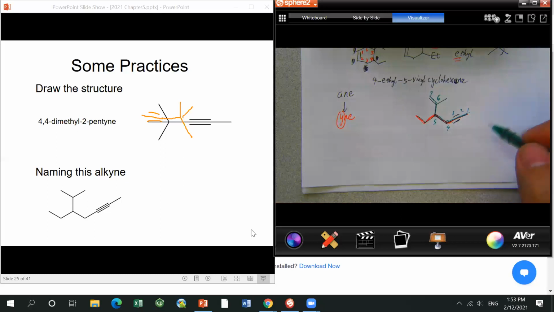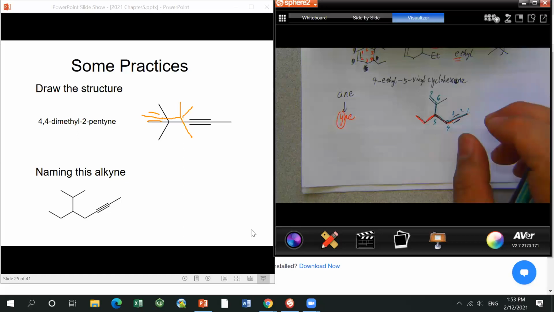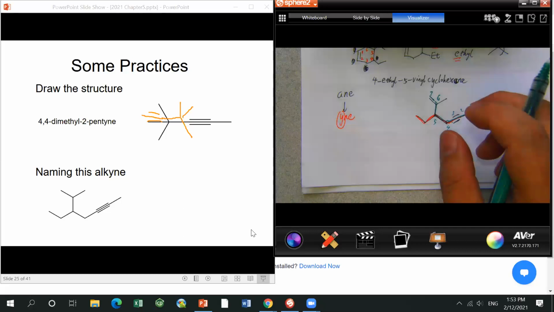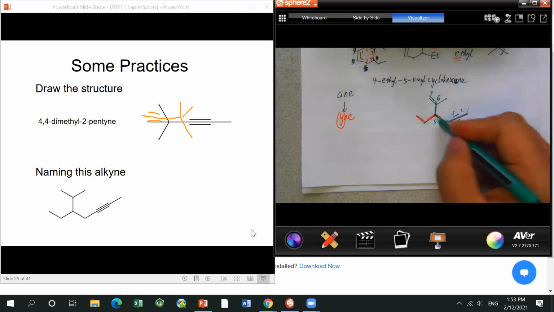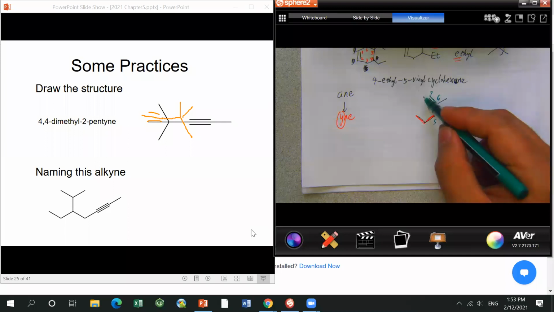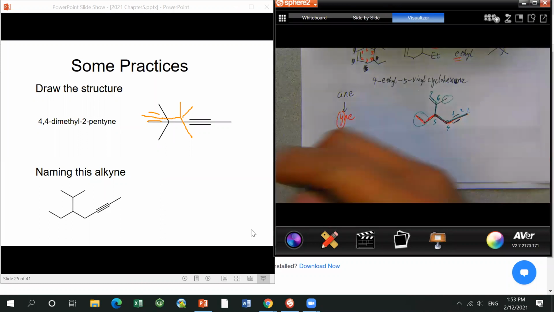Keep in mind, if two ways give you the same length of carbon chain, you want to pick the chain with more substituent groups. If you do the red one, there is only one substituent group, isopropyl. But if you do the green one, there are two substituent groups. More substituent groups, that's better. Now it's right.